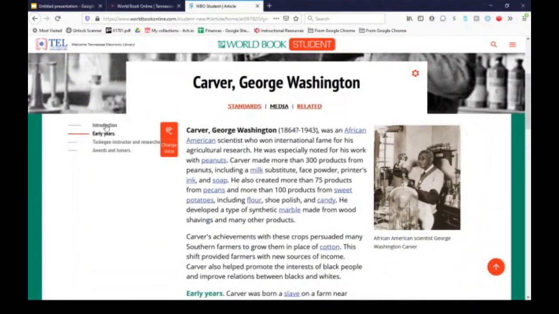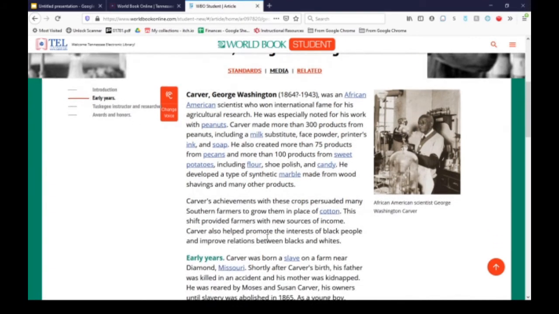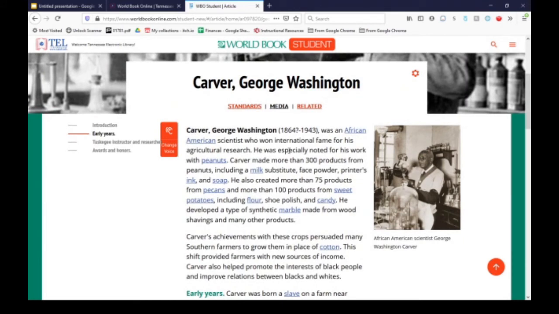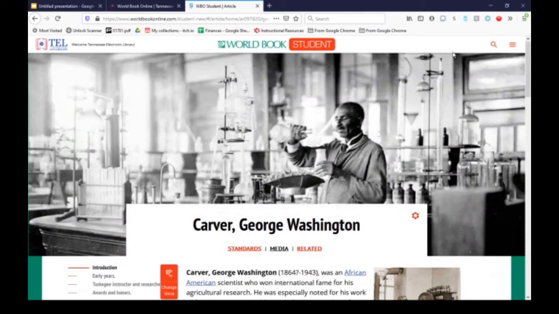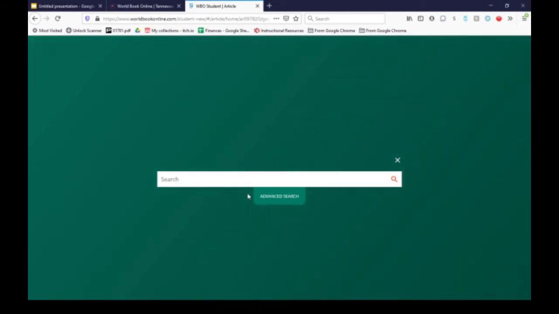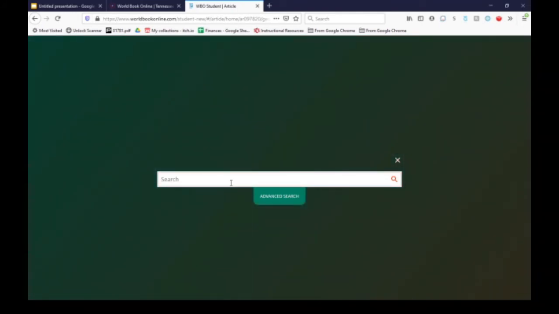But again, over here on the side, you have introduction, early years, Tuskegee instructor and researcher, and awards and honors. And then, of course, Carver, George Washington, 1864, question mark because we're not sure, through 1943, was an African-American scientist who won international fame for his agricultural research. Agriculture, of course, means planting, right? Growing things, plants, all that sort of stuff. So, farming, right? He's the peanut guy. All right. So you can look up all different kinds of people here. This is a great resource if you need to learn about people, places, things throughout history. This is a great place to start.